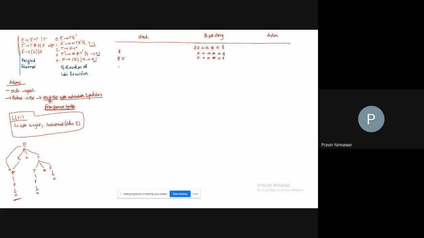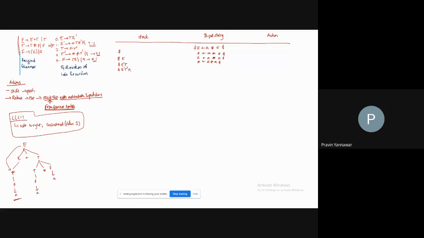So E is TE dash. So this is going to be reduced. So dollar E dash T. Okay, so E dash T is being formed. So what is T now? T is F T dash, because F is giving me this. So we are going to write dollar E dash, T dash, and F.